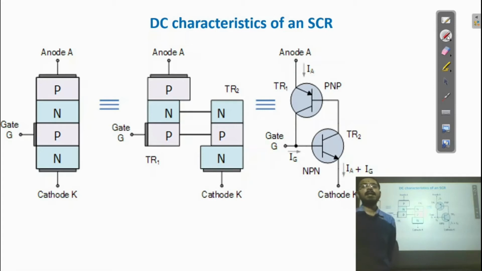Today we will see the DC characteristics of an SCR. I will not go through the AIM procedure because the PDF of the synopsis has already been uploaded on Moodle, so you can find it over there. We will start the DC characteristics of an SCR.